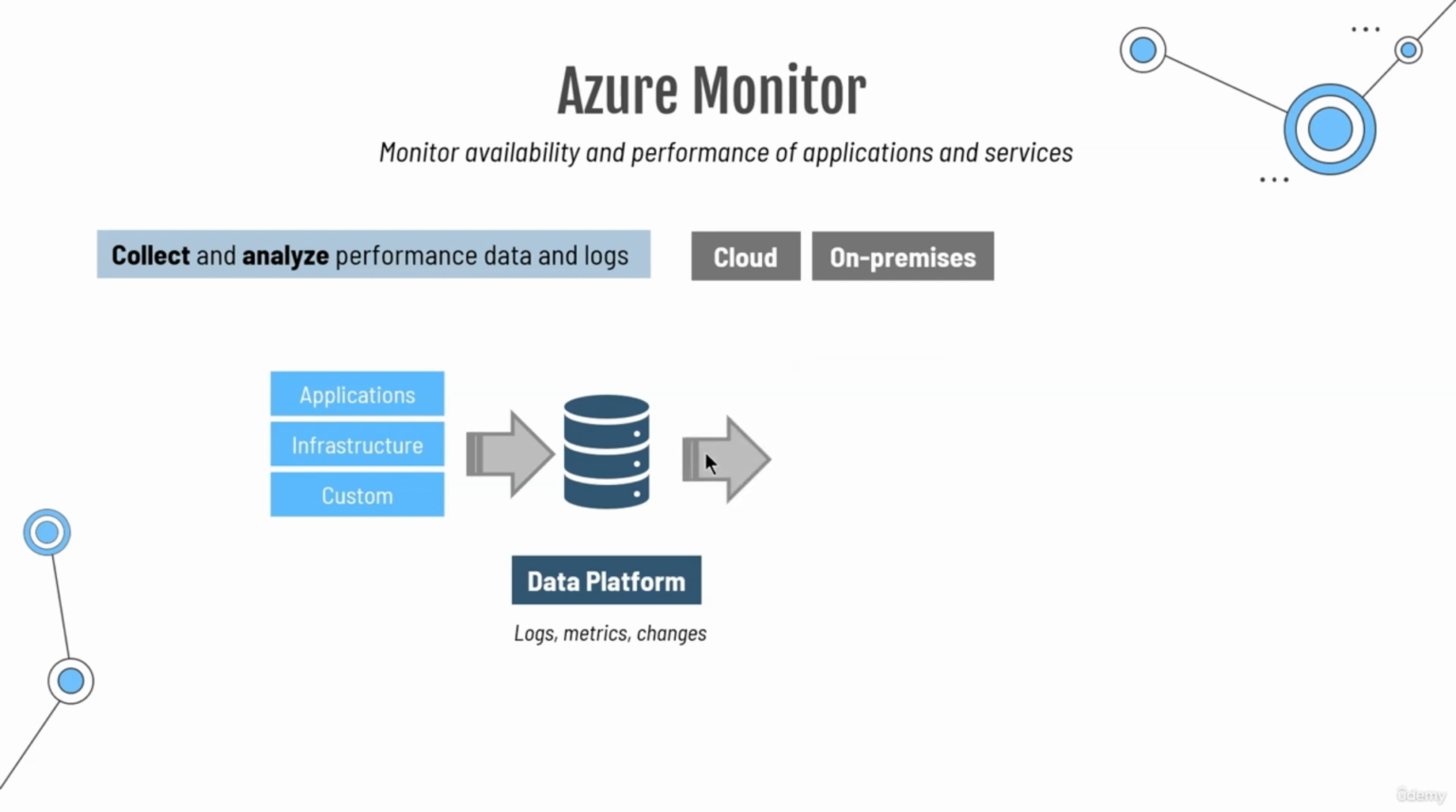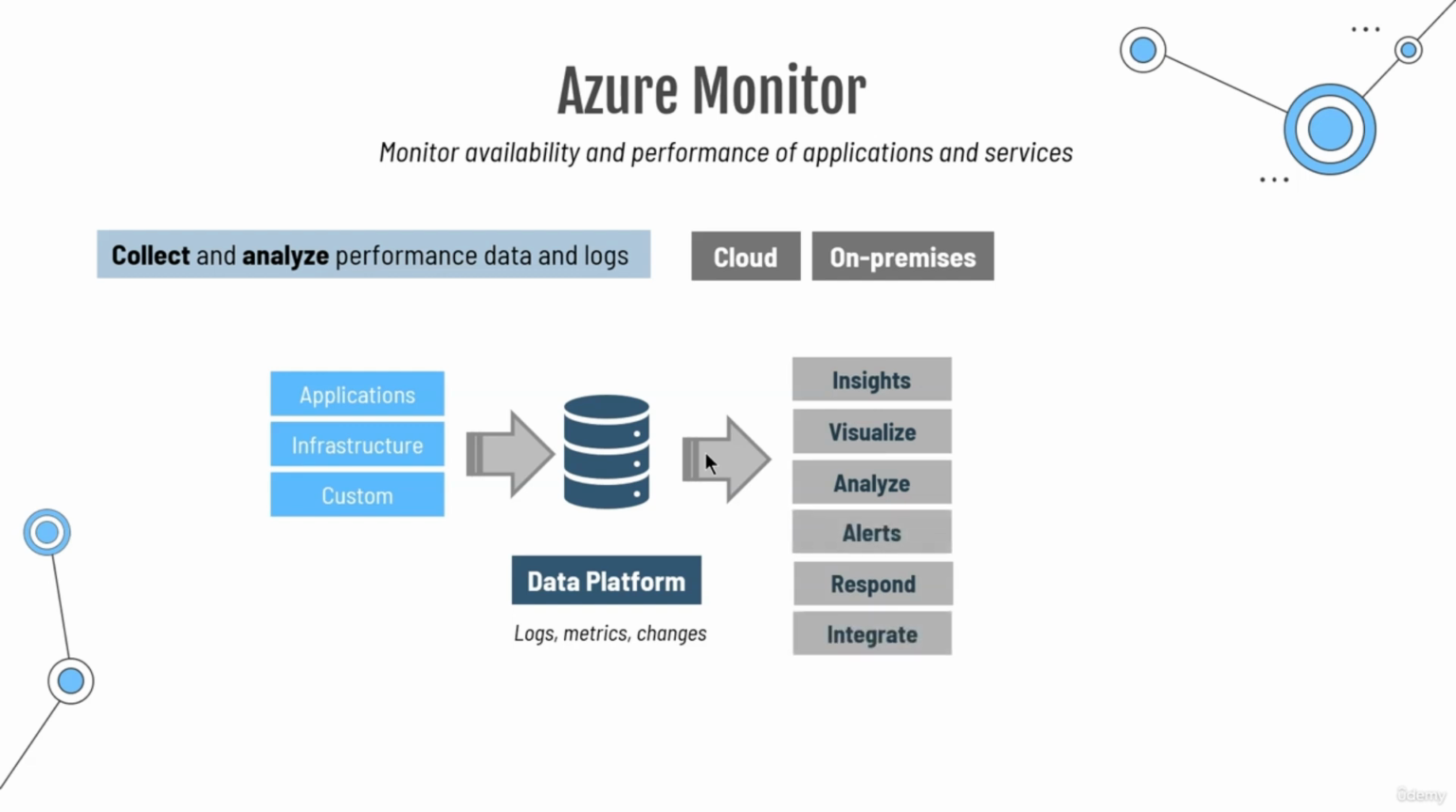Then all of this data will be used to get insights, to visualize the data. We can pin different visualizations in our dashboard and analyze all of this data by grouping them, by running queries, and of course, we can respond accordingly to those metrics. And also, we can set up alerts. For example, if a specific virtual machine now has a very high CPU utilization, maybe above 80%, then we want to be notified and we can respond accordingly.